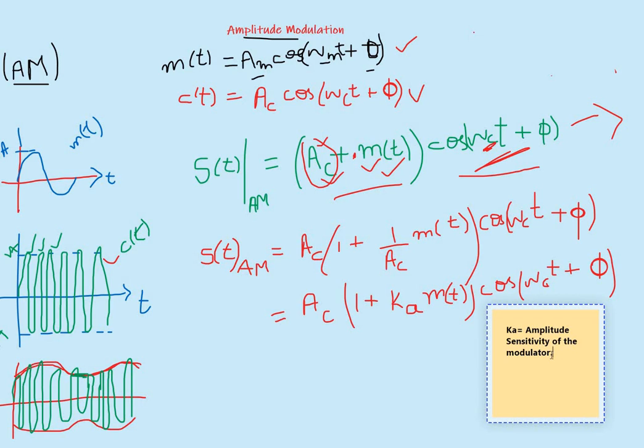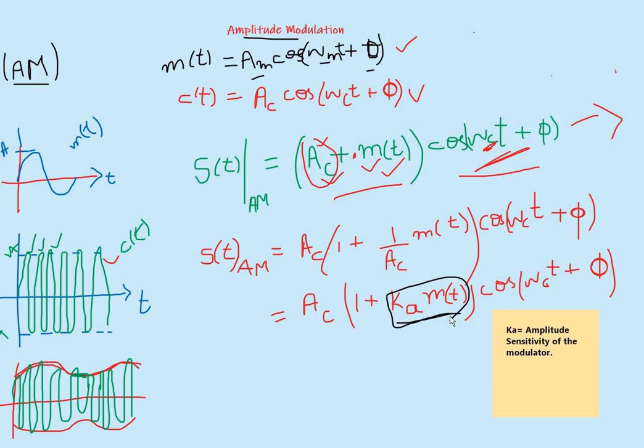Now, I told you in the beginning when we took this AC outside, the basic question that comes to mind is why the hell do we want to complicate the equation? So why do we want to complicate this equation? The answer is this KaM(t). This thing is very important to see whether we are getting our signal back or not. This amplitude sensitivity of the modulator is a very important coefficient.